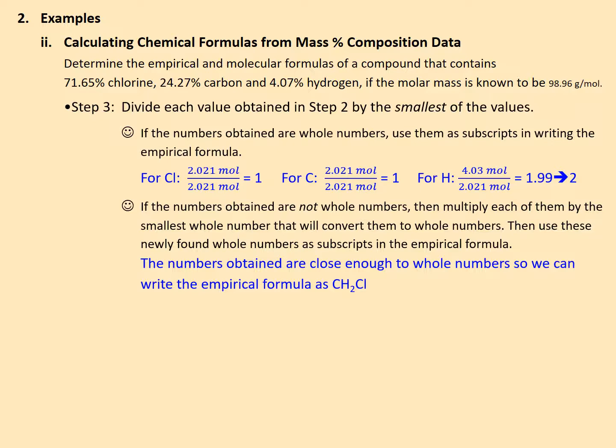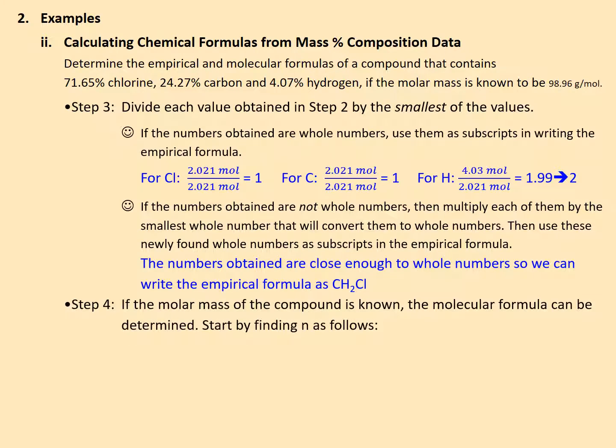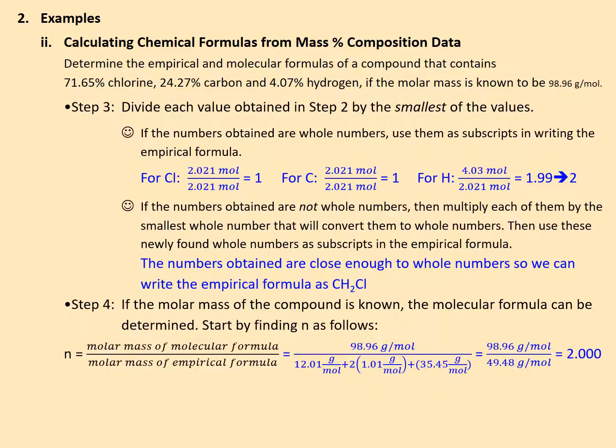The next step is to determine the actual molecular formula, if we know the molar mass, which in this case we do, is 98.96 grams per mole. So let's take this additional step here. Remember that the molar mass of the molecular formula must be a whole number multiple of the molar mass of the empirical formula, which tells us that by dividing the molar mass of the molecular formula by that of the empirical formula, we will get that whole number. The molar mass of the molecular formula is given to us in the problem. Now that we know the empirical formula from step 3, we can figure out its molar mass, which requires us to add the molar mass of each of the elements in the compound.